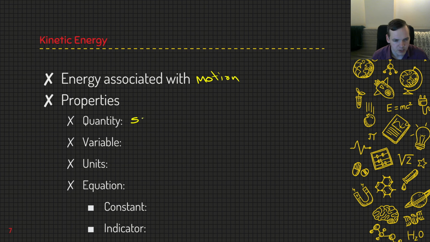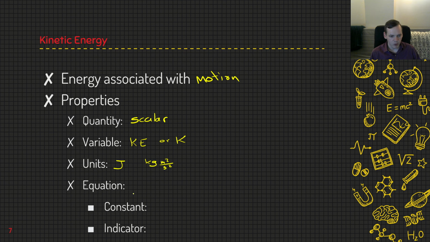Like all energy systems and like energy in general, it is a scalar. The variable you will often see is either KE or capital K. In both cases, they're used pretty interchangeably. I think you'll most often see KE. I think that's what the AP uses, but sometimes you'll see K. The units, like all energy, are joules, which if you recall is a kilogram meters squared per second squared.